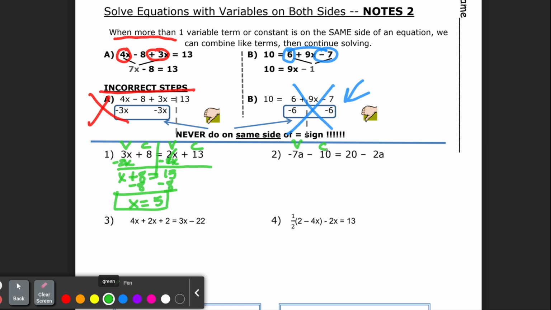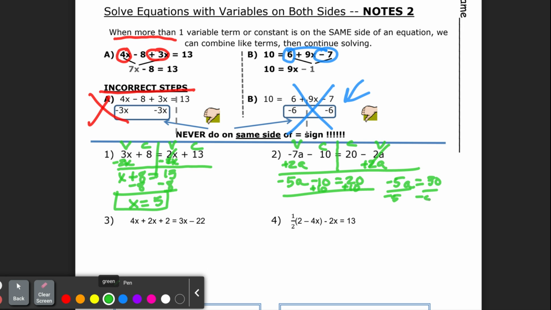Here's a variable term, here's a constant, here's the equal sign that divides the equation in two. Here's a constant, and here's a variable term. So I'm going to add 2a to both sides because I'm going to bring my variable term over here to the left side. So negative 7 plus 2 is negative 5a minus 10 equals 20. And then you just go ahead and carry on through. You're going to add 10 to both sides. We're going to run out of room. Negative 5a equals 30. Divide by negative 5, and a is equal to negative 6.